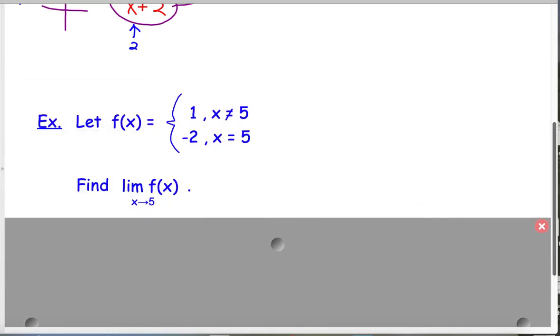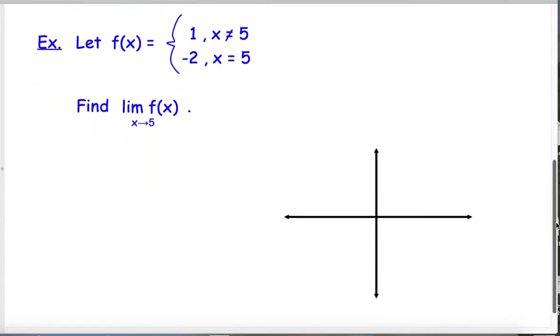How about a piecewise function? Let f of x equal 1 when x is not 5, and let it equal negative 2 when x equals 5. Well, let's take a look at this graph. This should be a pretty easy one to graph. F of x is equal to negative 2 almost all of the time. So the only time it's not is when x is equal to 5. So that just tells me, oh, I'm sorry, I have that backwards. The function is equal to 1 almost all the time, as long as x is not equal to 5.